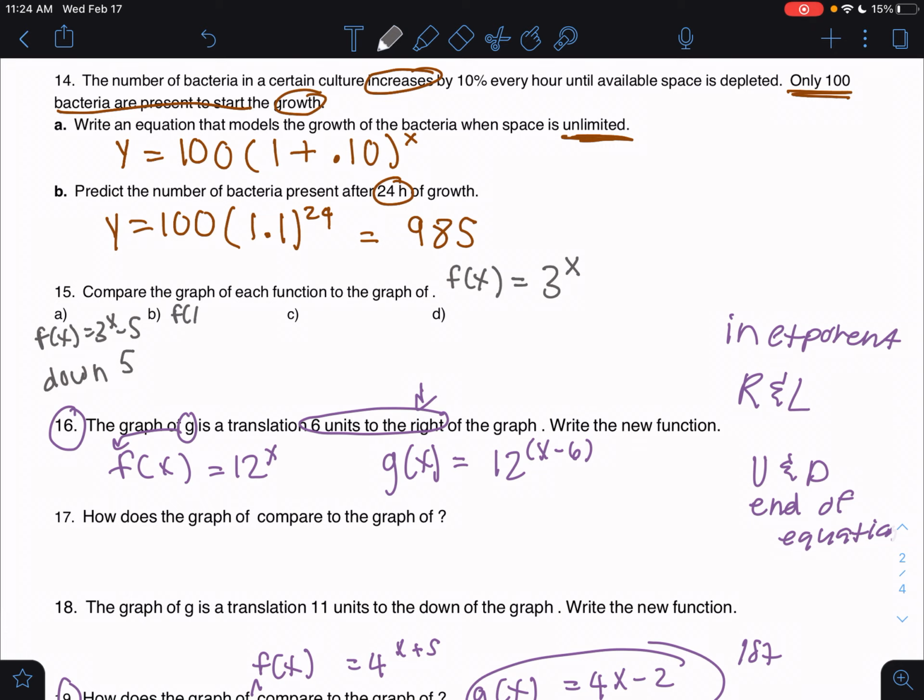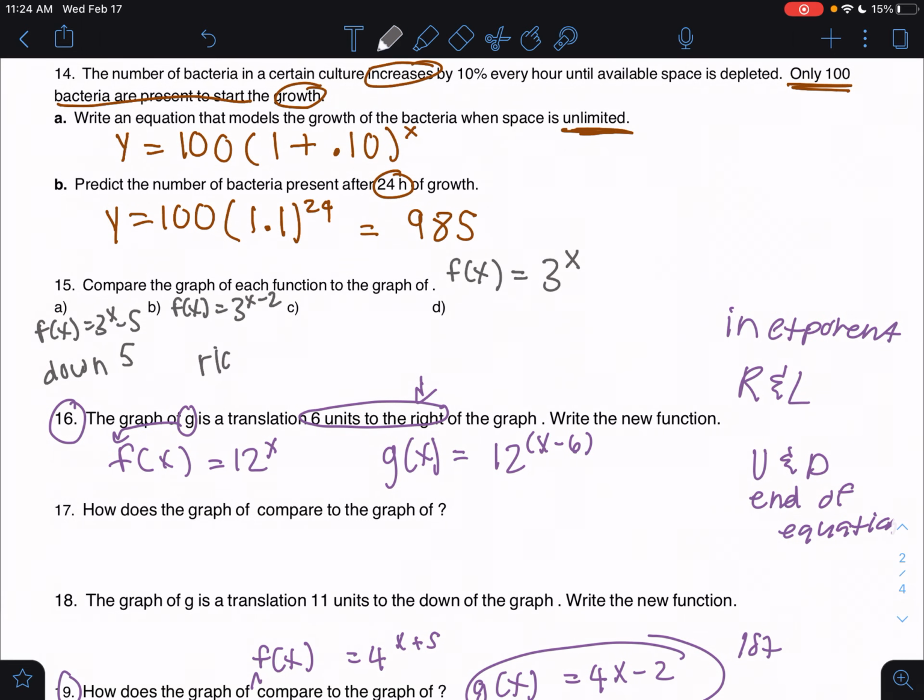For b, f of x equals 3 to the x minus 2, but that minus 2 is now in the exponent, which means we're moving either left or right. Remember, this one's kind of confusing. It's almost like opposite. So it's minus 2, so we're actually going to go to the right 2 spaces. Then we have f of x equals 3 to the x plus 10. Again, it's at the end, so we're going up and down. Because we're adding, we go up 10. Finally, we have f of x equals 3 to the x plus 3 in the exponent. And because we're adding, we're going to go left 3.